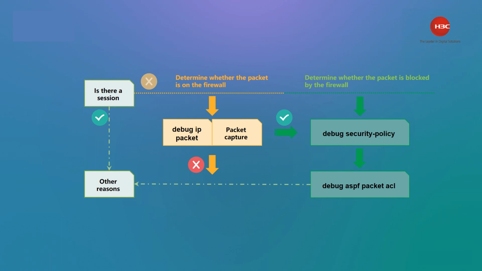If the packet goes to the firewall and there is no session entry, it is likely to be blocked by the security policy. You can use the Debugging Security Policy Packet IPACL command and the Debugging Aspf Packet ACL command to judge.